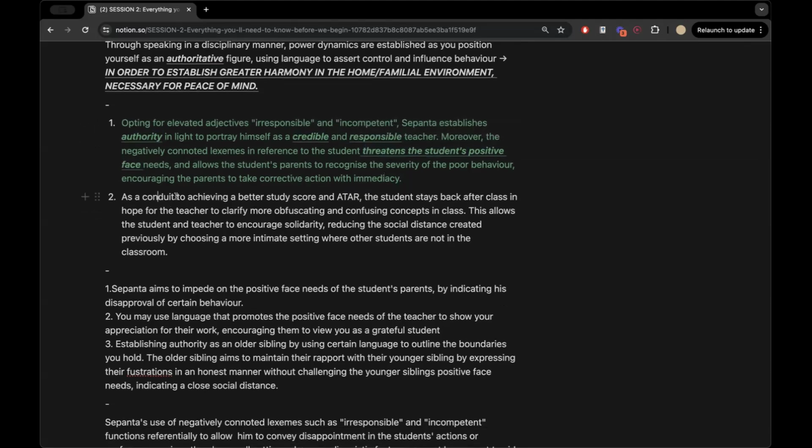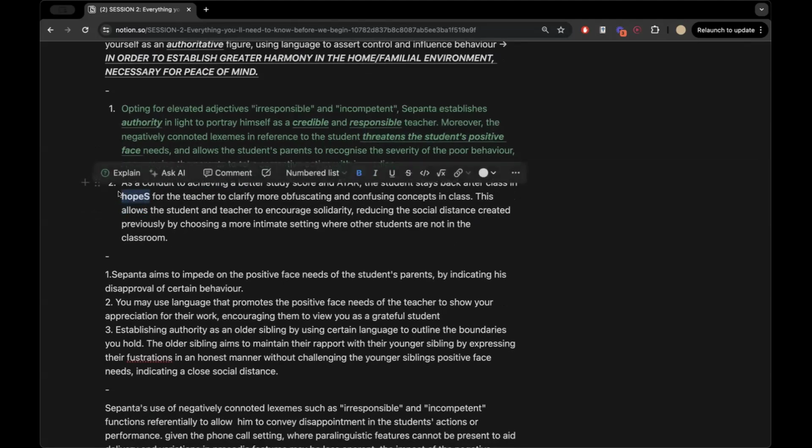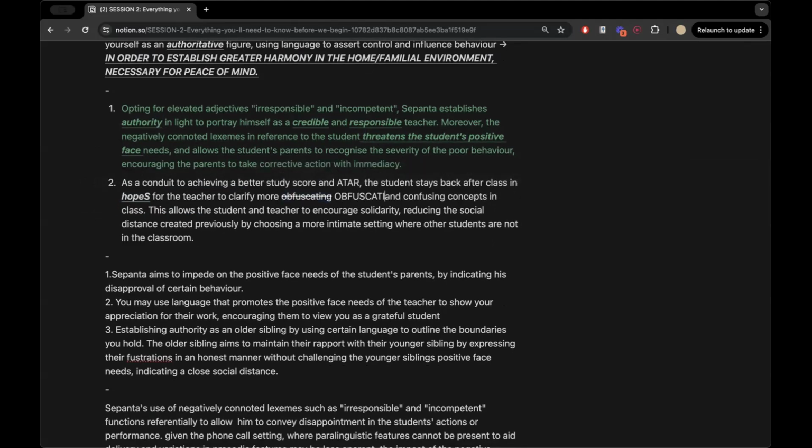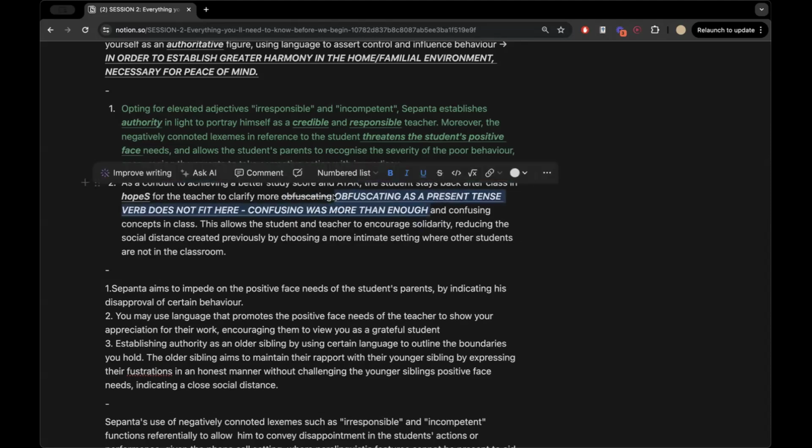Well done. As a conduit to achieving a better study score in ATAR, the student stays back after class in hopes for the teacher to clarify. More obfuscating. Okay, this doesn't work here. I appreciate your creativity, but obfuscating as a present tense verb does not fit here, right? Confusing was more than enough. Obfuscating just doesn't hold the meaning that you think that you're using here.